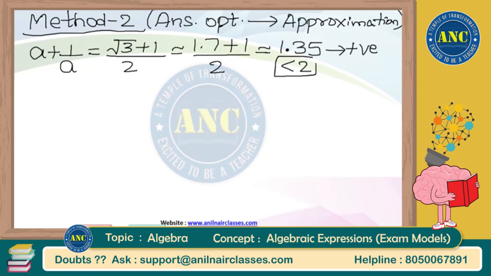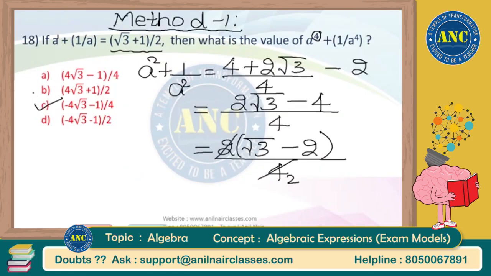Should we know whether it is less than 2 or greater than 2? Why should we consider it as less than 2? For time being I am saying, we will see if required. But one thing for sure, 1.35 is a positive number. That is something which I need. Now see here, what is the question?